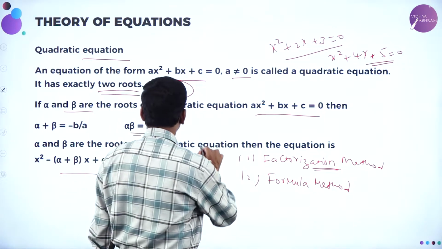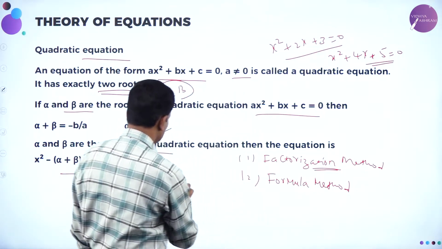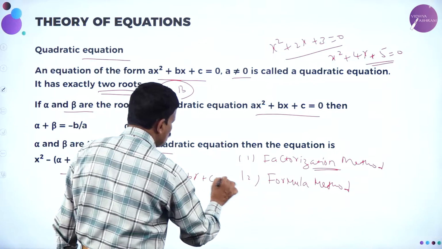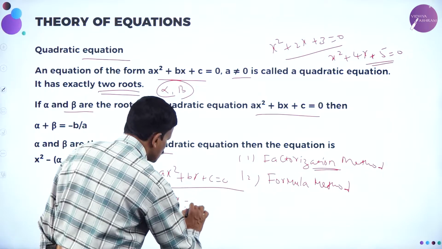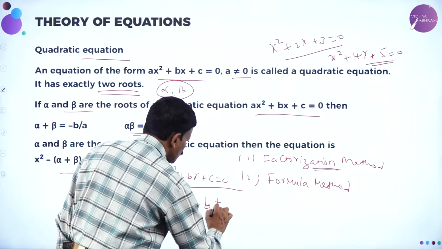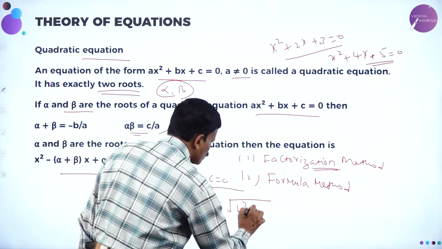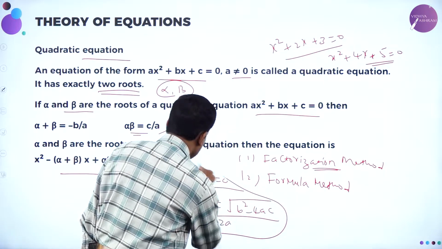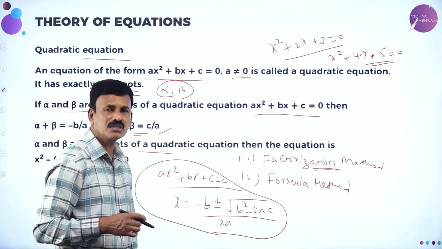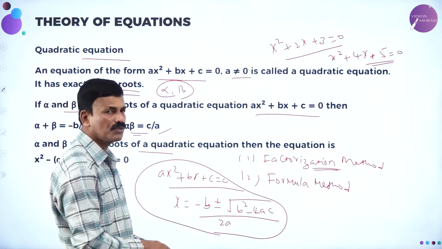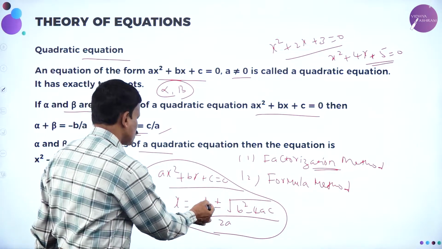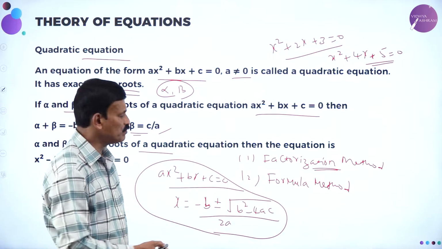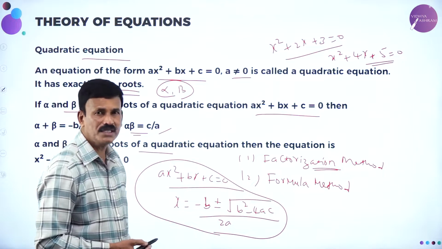So a quadratic equation ax² + bx + c = 0 can be solved using the formula x = (−b ± √(b² − 4ac)) / 2a. This is the formula we are going to use to solve quadratic equations.